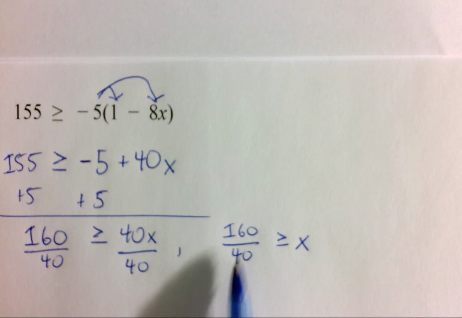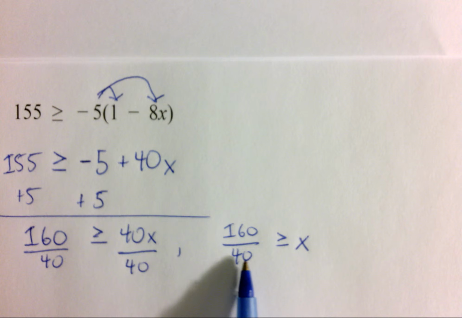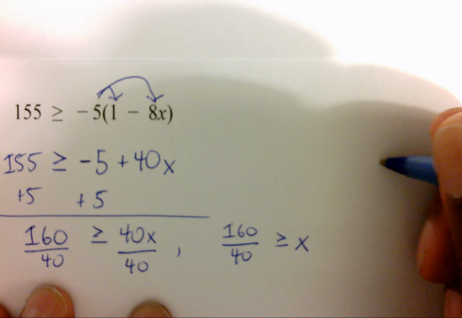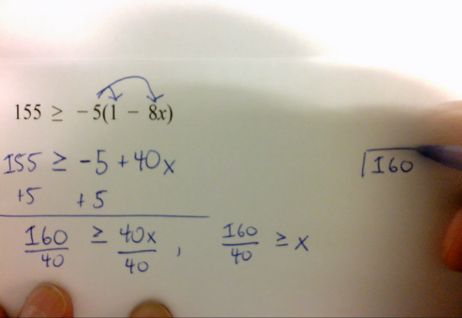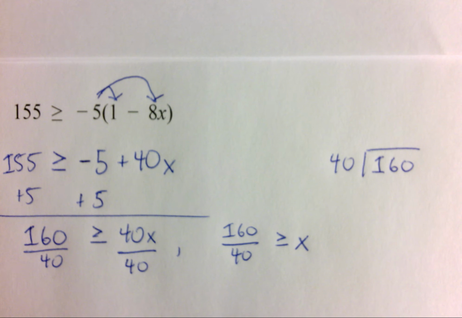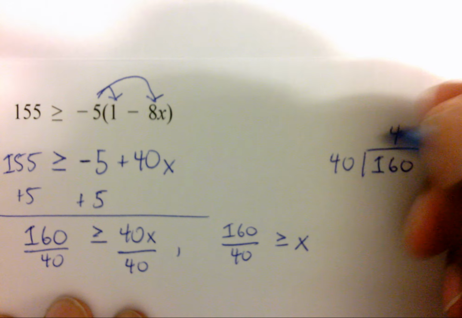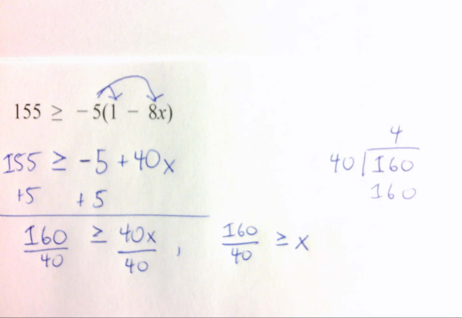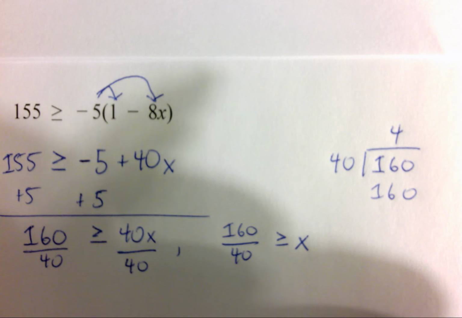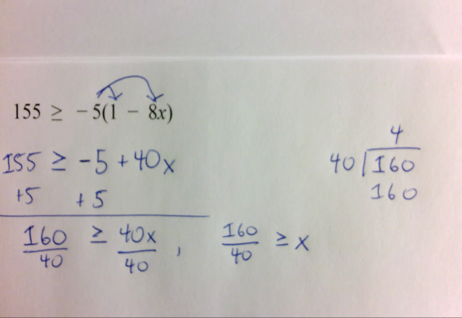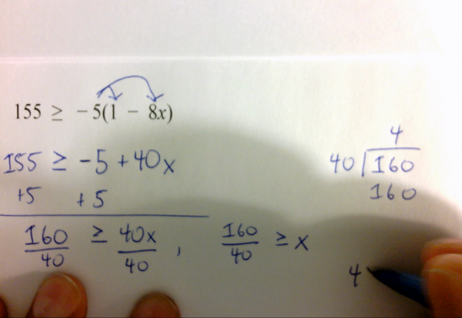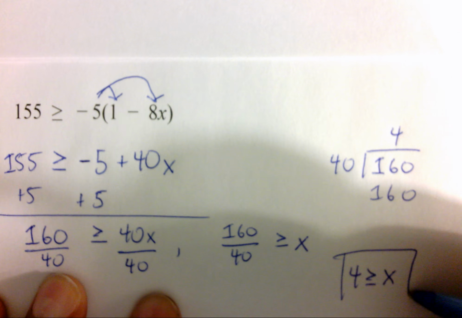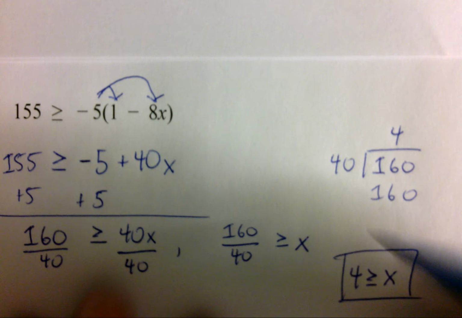Now I know that 4 goes into 16 four times, so 40 should go into 160 four times as well. But let's just verify that by recalling our old methods. Okay, so yeah, we see that this turns out to be 4 because 4 times 40 is going to be 160. So that works out. And my solution is 4. So 4 is greater than or equal to x. No remainder here.